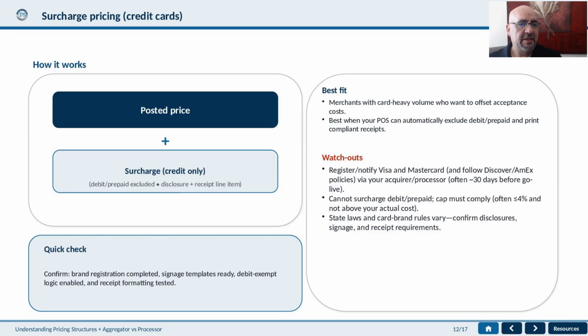Post price, basically the way it works, you have your post price, surcharge, credit only. So you have credit. The cost on that is 3%. The max you can surcharge a customer is 3%. So basically it works: we charge the merchant. The merchant charges the customer. It breaks even to zero. Back to zero, no cost.